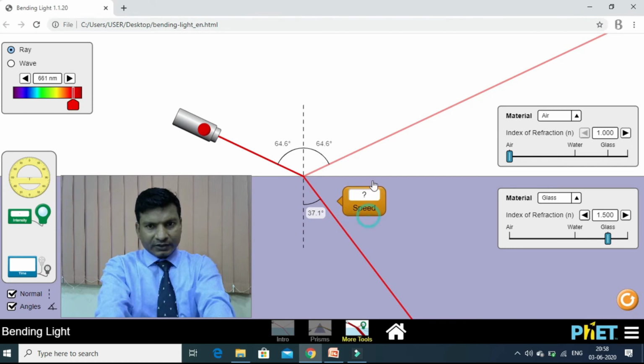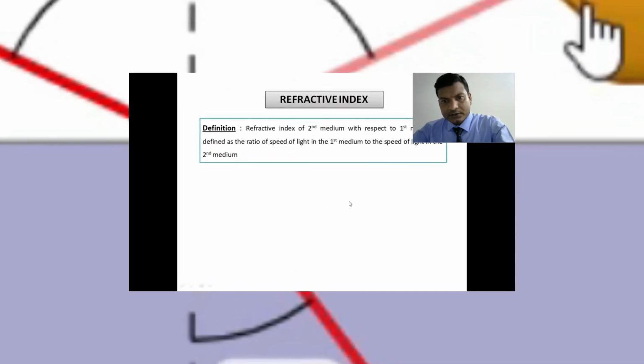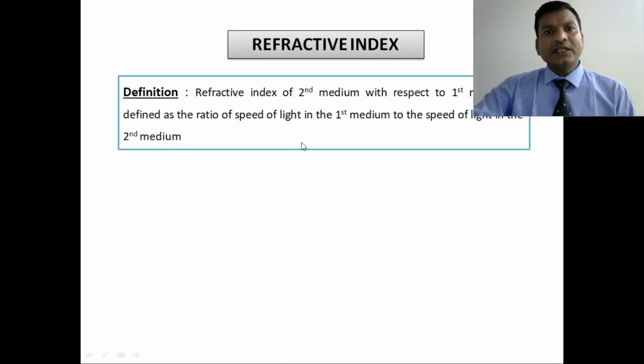But if we measure the speed of the reflected ray, just see, it is the same as that of the incident ray. Why? It is also in the air. So next I'll discuss the refractive index.